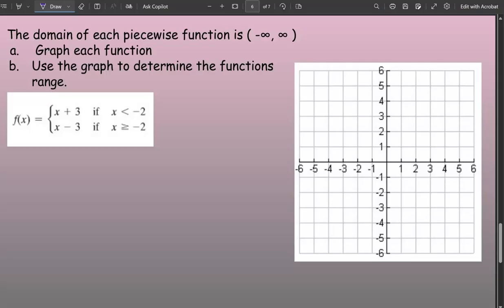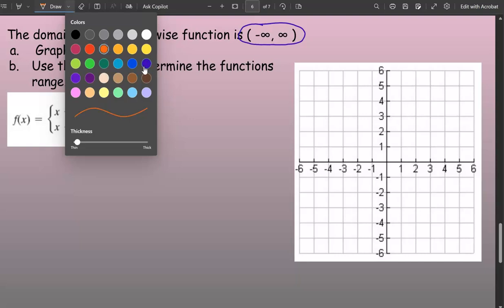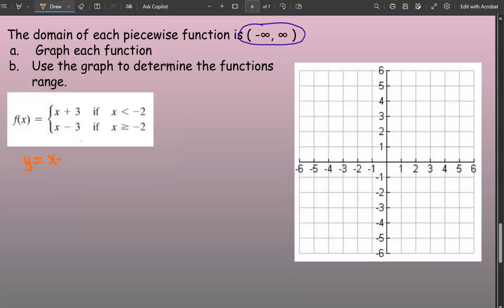Okay, here we go again. Again, it tells me that my domain is all real numbers. I need to get that a little bit thicker. And so my first equation is x plus 3, and that's for all values of x less than -2. So I'm going to choose -2. I'm going less than -2, which is -3, -4. Now I'm going to plug in.